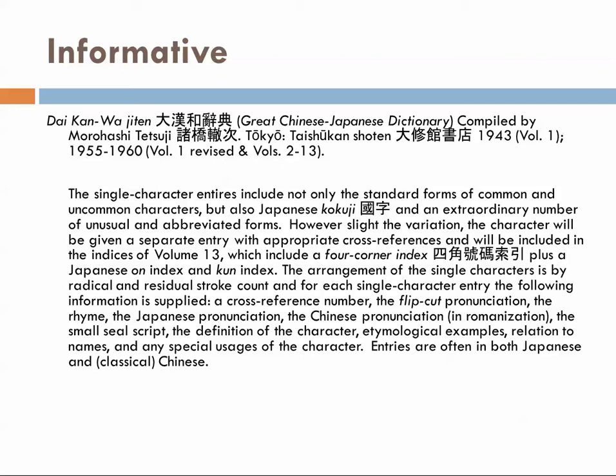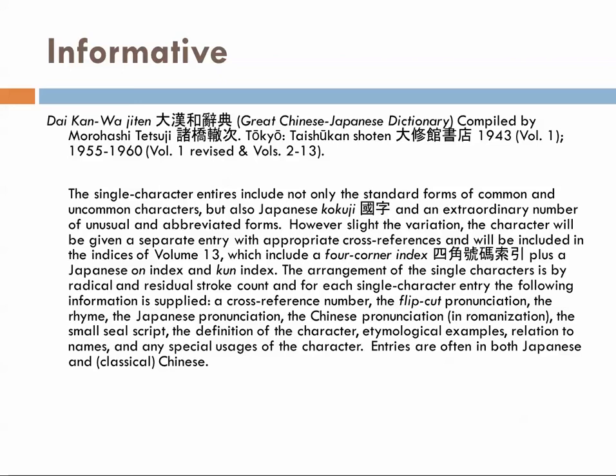The arrangement of the single characters is by radical and residual stroke count, and for each single character entry the following information is supplied: a cross-reference number, the fanqie pronunciation, the rhyme, the Japanese pronunciation, the Chinese pronunciation and romanization, the small seal script, the definition of the character, etymological examples, relation to names, and any special usages of the character. Entries are often in both Japanese and classical Chinese. There's nothing in that description that anyone should disagree with. It is an objective description of the work. Okay, there's nothing that's evaluative, there's nothing that assesses it.